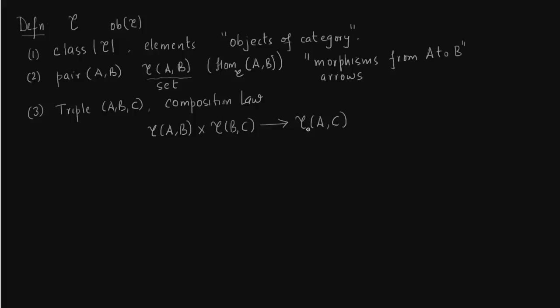So how does it work? You have an arrow here from A to B. Denote this arrow by F. B to C, we denote this by G. You compose them together, you get G naught F. F, G, and you get G naught F. So the above data is subject to the following axioms.